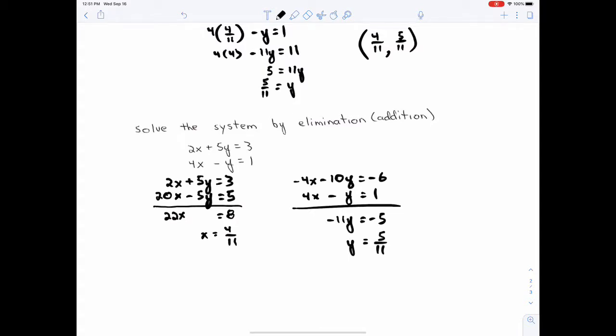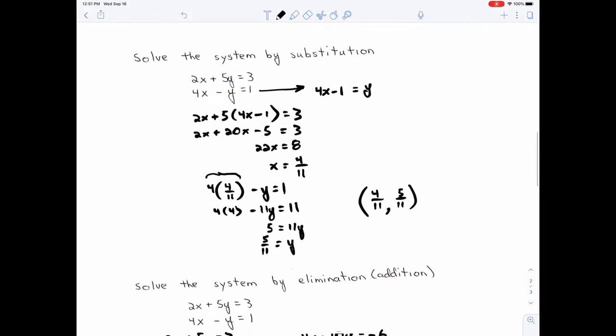So what point makes both of these statements true? 4/11, comma 5/11. In other words, you're going to get the same answer whether you do it by substitution or elimination. I just want you to know both of them. Why is that? Because I think as the problems get harder, elimination is easier. That's why I want you to know that. But what about substitution? There are some problems you can't do by elimination, so you have to know substitution. And of course, you should also know graphing, but you're not going to do that unless I ask you to.